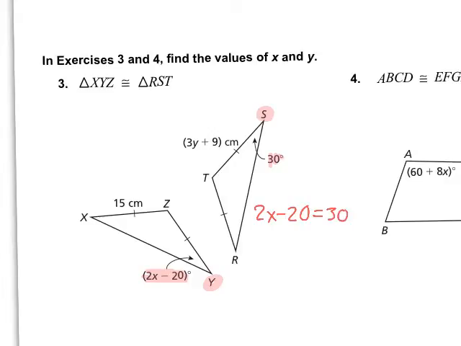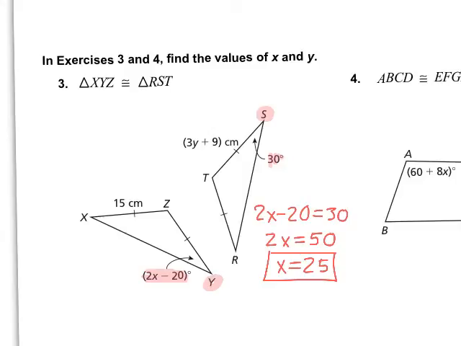Then I can solve down to find x. So I add 20 to both sides. I get 2x equals 50. I divide by 2 on both sides, and I end up with x is 25. Okay, so there's half of my answer. Now I also need y. Okay, so let's find my y. So my y is right here.